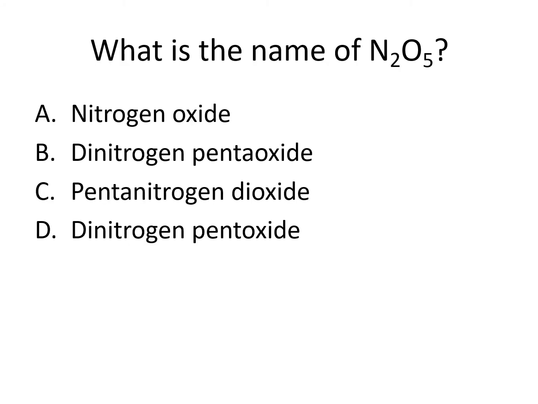What is the name of N2O5? Is it A, nitrogen oxide, B, dinitrogen pentaoxide, C, pentanitrogen dioxide, or D, dinitrogen pentoxide?